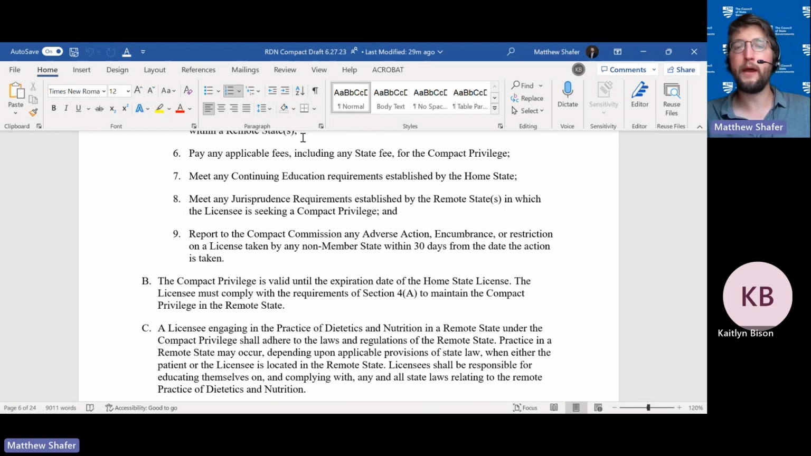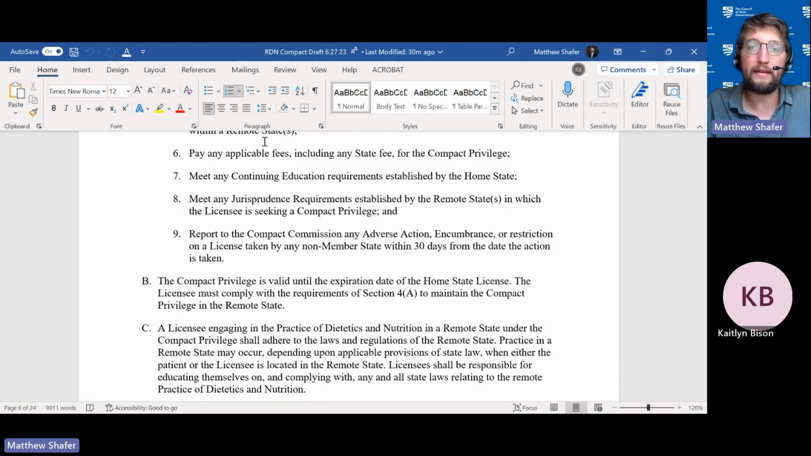And people always ask about fees. Nothing in this language dictates what the fees are going to be. This is going to be a decision that's left up to the member states to govern for themselves how fees are handled.